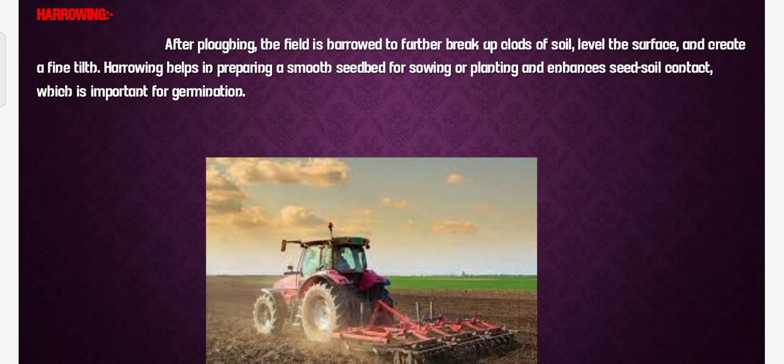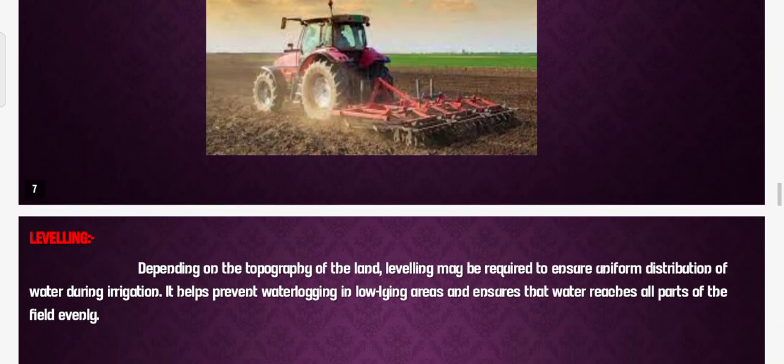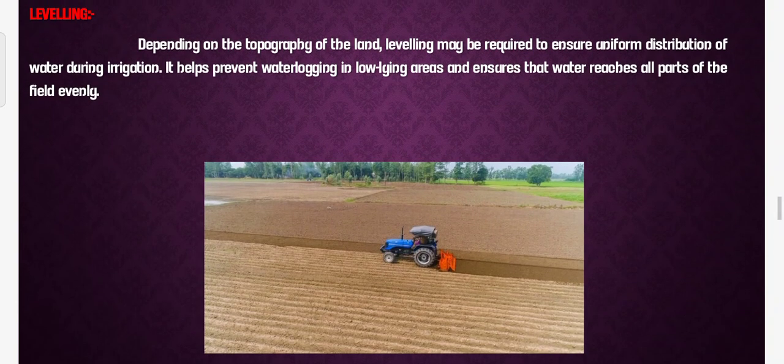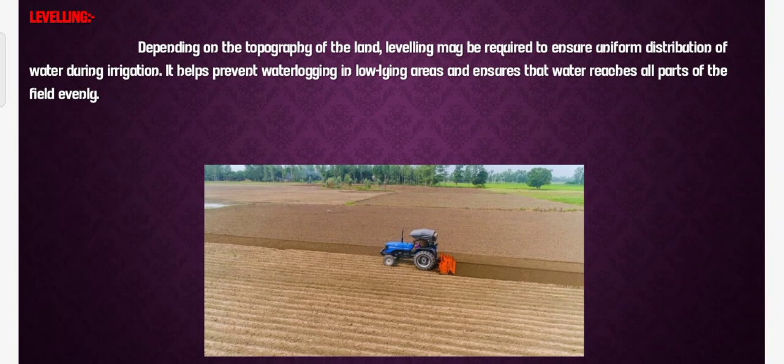Sixth, leveling. Leveling refers to the process of creating a flat and even surface on the agricultural land to ensure uniform water distribution and promote optimal crop growth. It involves removing any irregularities such as high spots or depressions that could cause uneven water pooling or drainage issues.